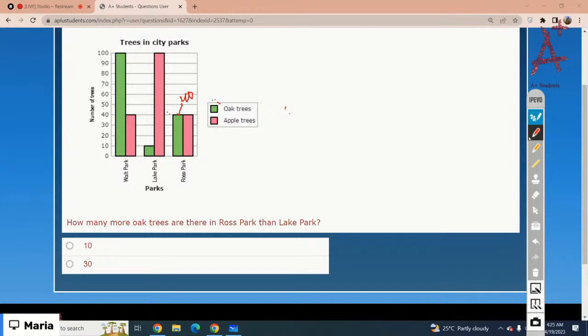and in Lake Park, probably it would be the lake one. It would be 10. You need to calculate how many more oak trees are there in Rose Park than in Lake Park. Yes, in Lake Park you have 10. So you have to do 40 minus 10, that would be 30. That means Rose Park has 30 more trees than Lake Park. Got it? So the correct option is 30. Very good.